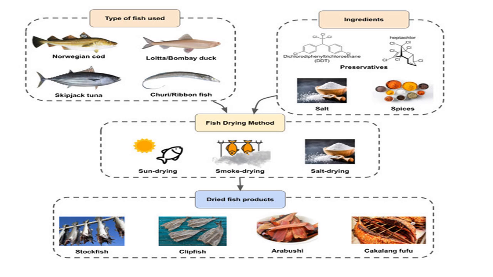And the final products like stockfish, cliff fish, that is the cut portions that are dried, and the arabushi, like the fillets or slices that are dried, and another one is the cackle and fufu. So this is a large fish opened and dried.